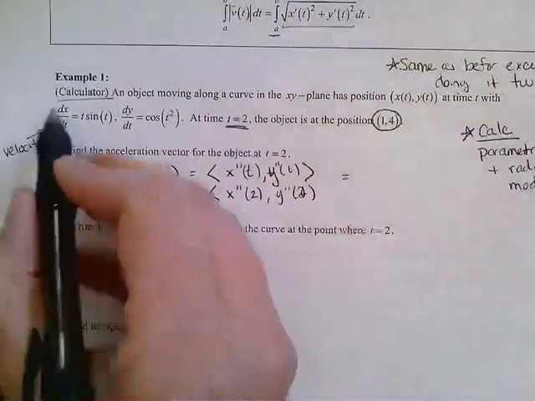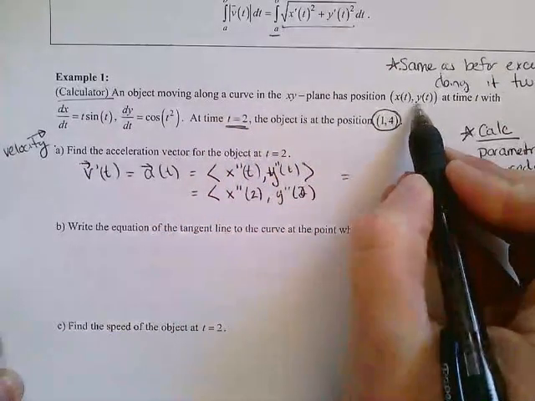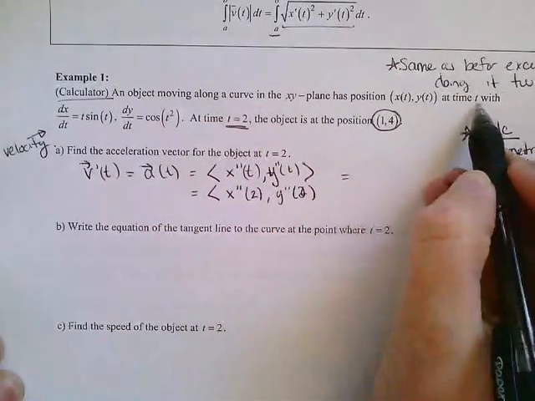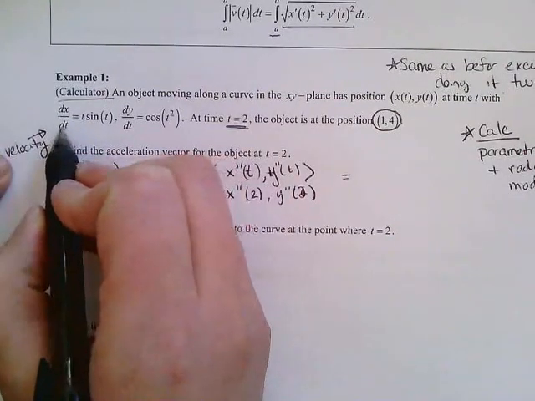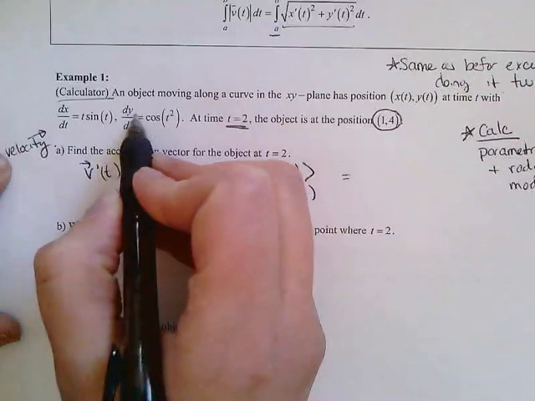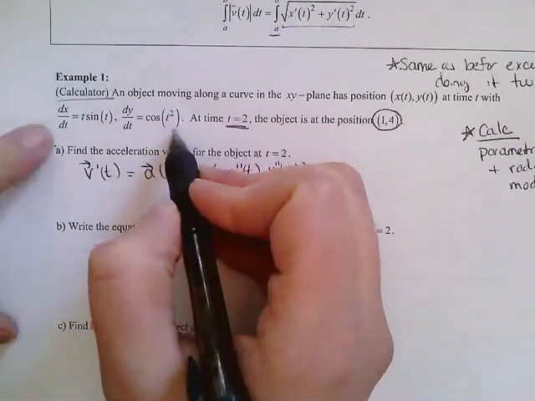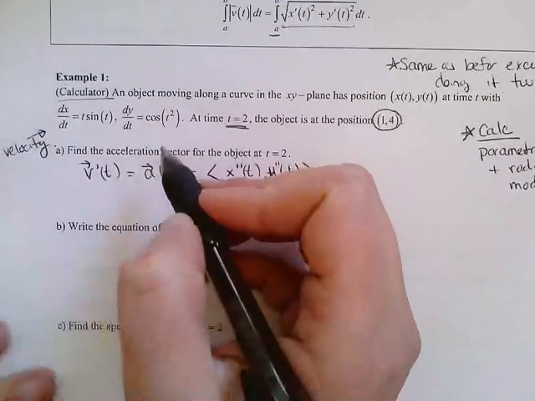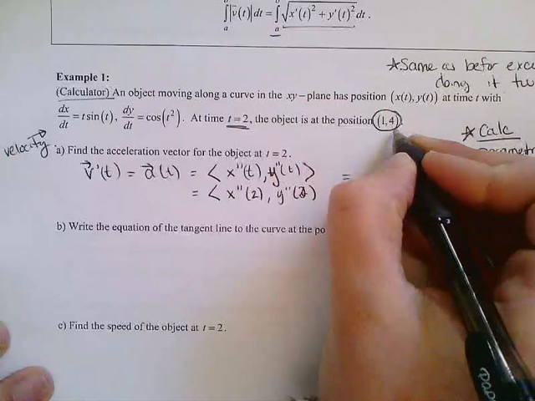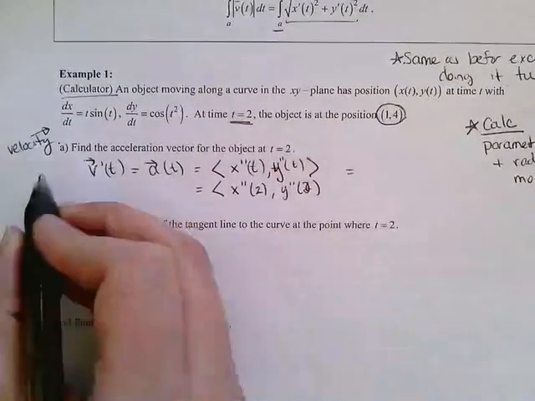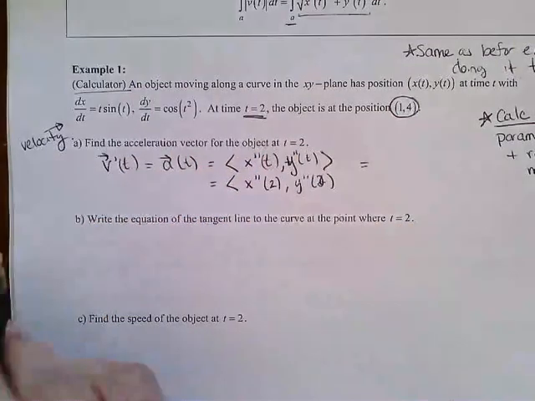So here's our first example. An object moving along a curve in the xy plane has the position x of t, y of t at a time t with the velocity given, dx/dt, so the derivative of x is t sine t, and then the derivative of y is cosine t squared. So we're not given the position, we're given the velocity. At t equals 2, the object is at a position of (1, 4). So our first example says find the acceleration vector for the object.